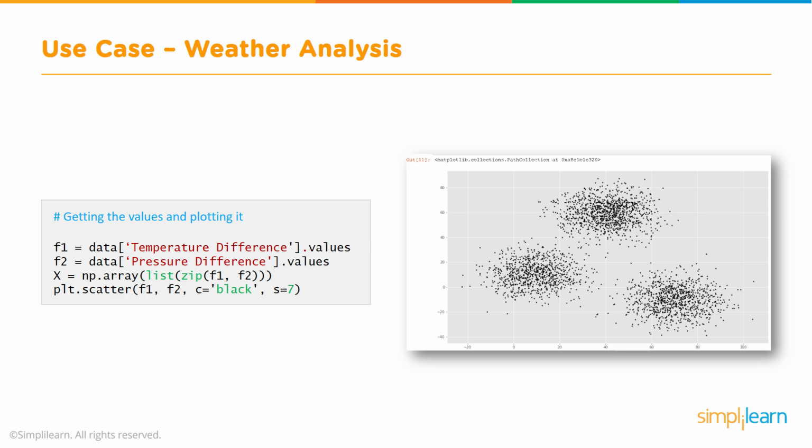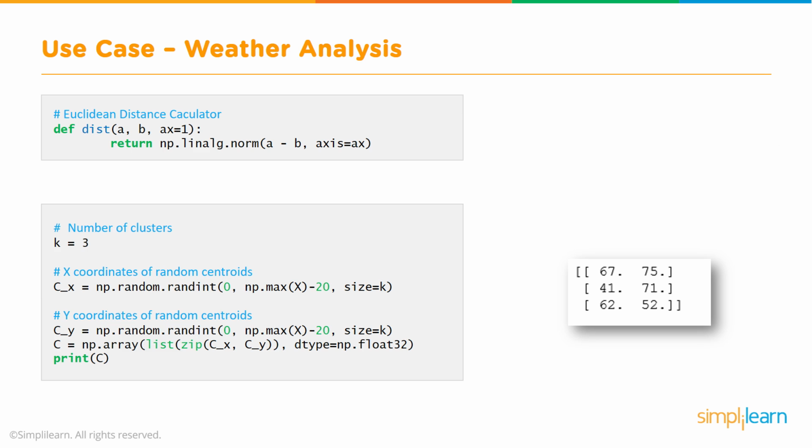And then, of course, we just go ahead and plot the F1 and the F2, or the XY, the temperature difference versus the pressure difference. And they set the color to black, and the size is 7, so each dot is a size 7. And if you look at it, the first thing you notice is it groups into 3 nice general groups of data. And that means that when you're going to start doing the k-means kind of clustering, you want to do it to 3. That's pretty clear when you look at that.